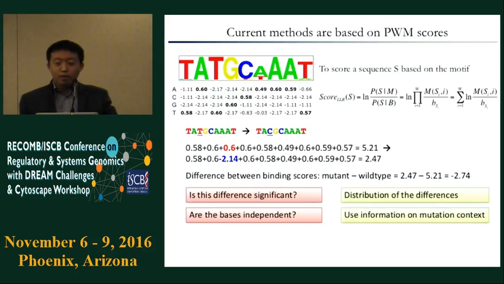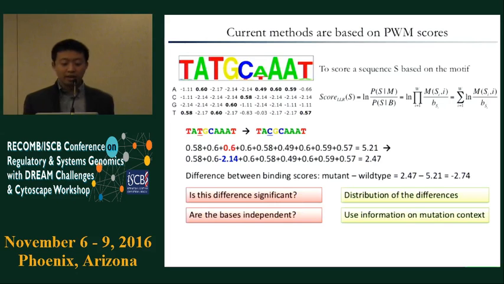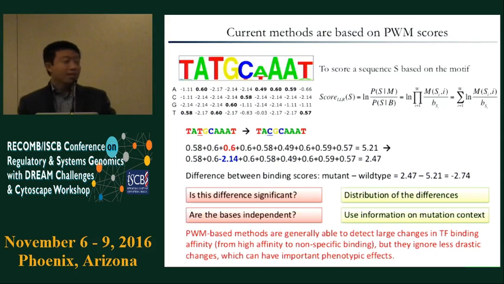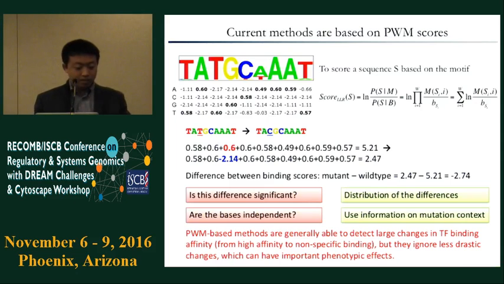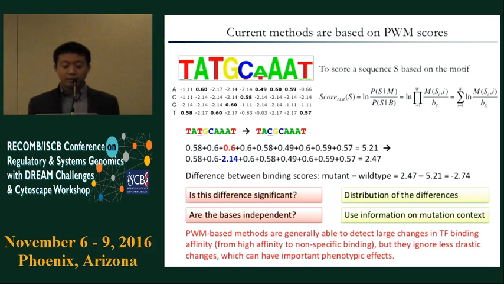So ideally, we want to build a model that can give us the distribution of the difference we predict. Also, we want to use the information on the sequence context of the mutation. So in practice, we have found that PWM-based methods, generally, can detect large changes in TF binding, for example, from a high affinity binding site to a non-specific binding site. But they ignore less drastic changes, which can also have important phenotypic effects.